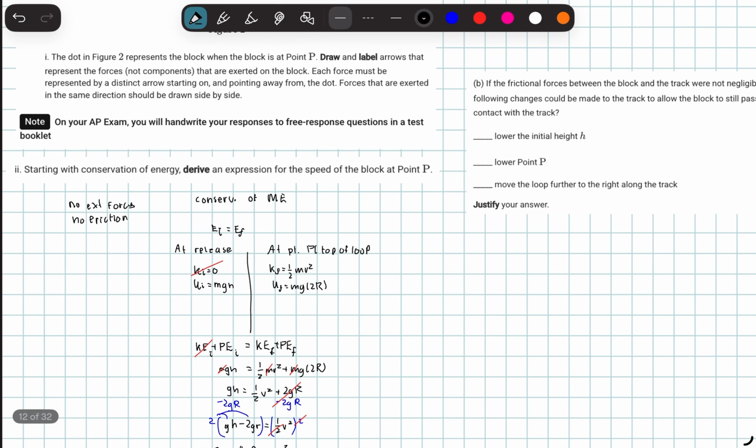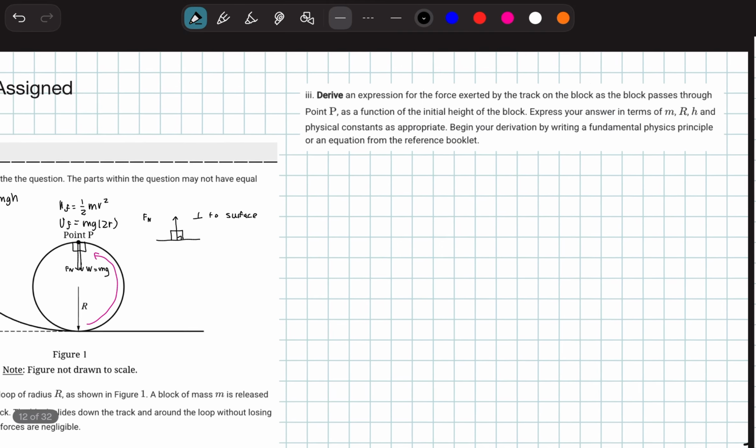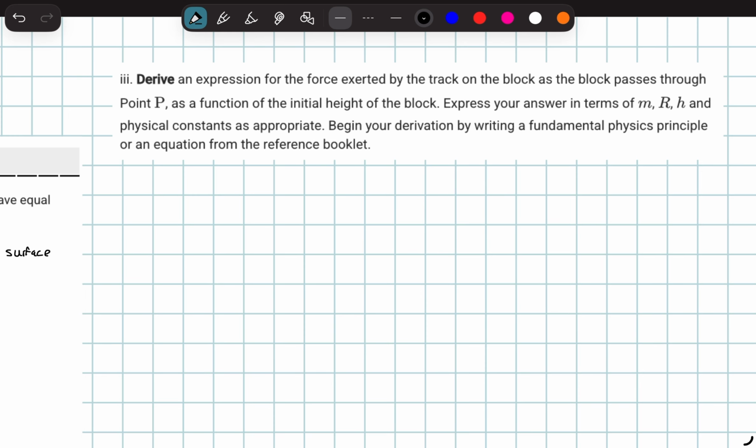Now, that's our speed. Derive an expression for the force exerted by the track on the block as the block passes through point P as a function of the initial height of the block. Express your answer in terms of m, r, h, and physical constants as appropriate. Begin your derivation by writing a fundamental physics principle or an equation from the reference booklet.